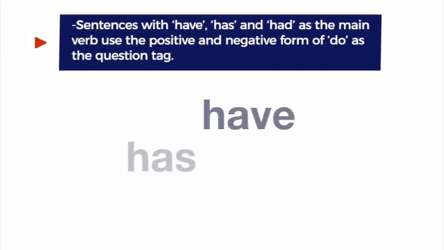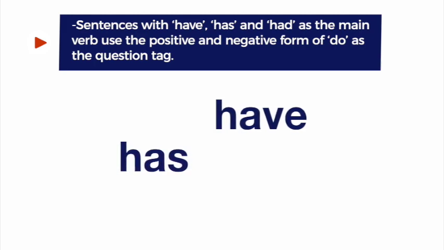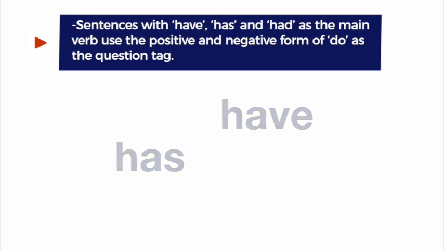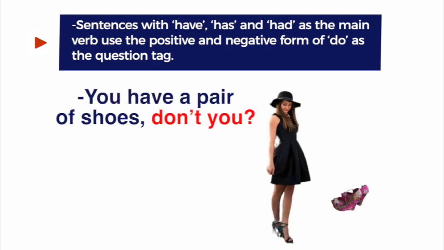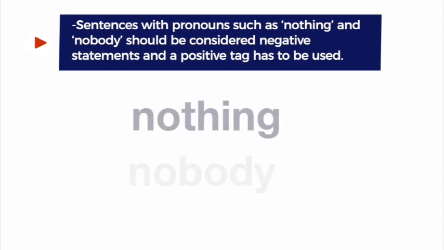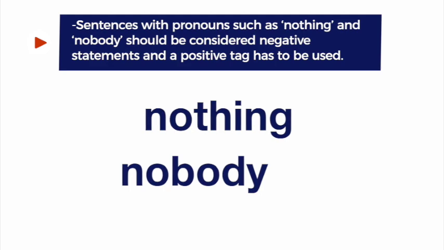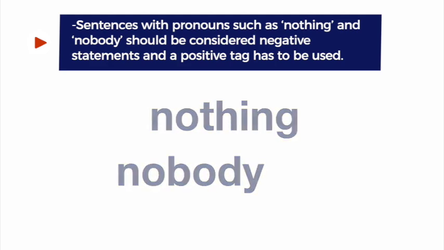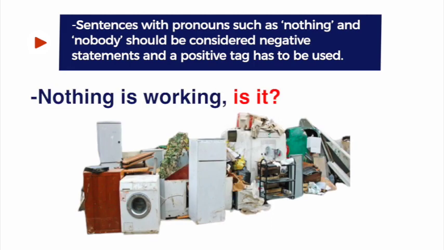Sentences with have, has, and had as the main verb use the positive and negative form of do as the question tag. For example, you have a pair of shoes, don't you? Sentences with pronouns such as nothing and nobody should be considered negative statements, and a positive tag has to be used. For example, nothing is working, is it?